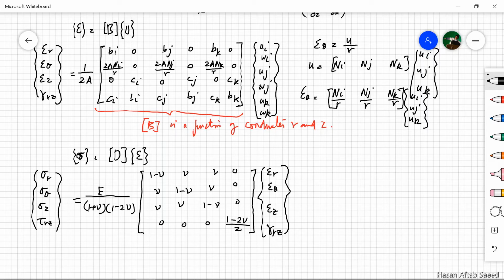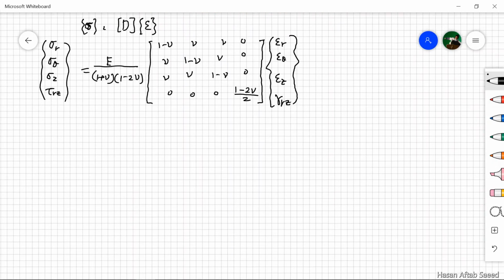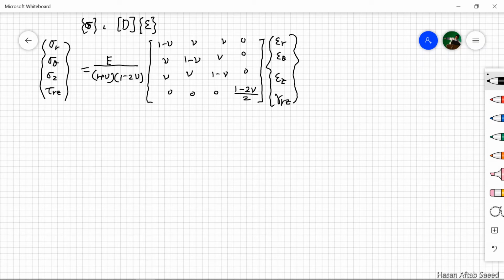Once you have B in place, you can calculate strains, and from strains, using this last expression, you can calculate the stress vector. But you cannot calculate strains unless you have all the displacement values for all the elements calculated. And for that, obviously, you need to first be able to find the different matrices and vectors for the problem. And we take them up one by one.